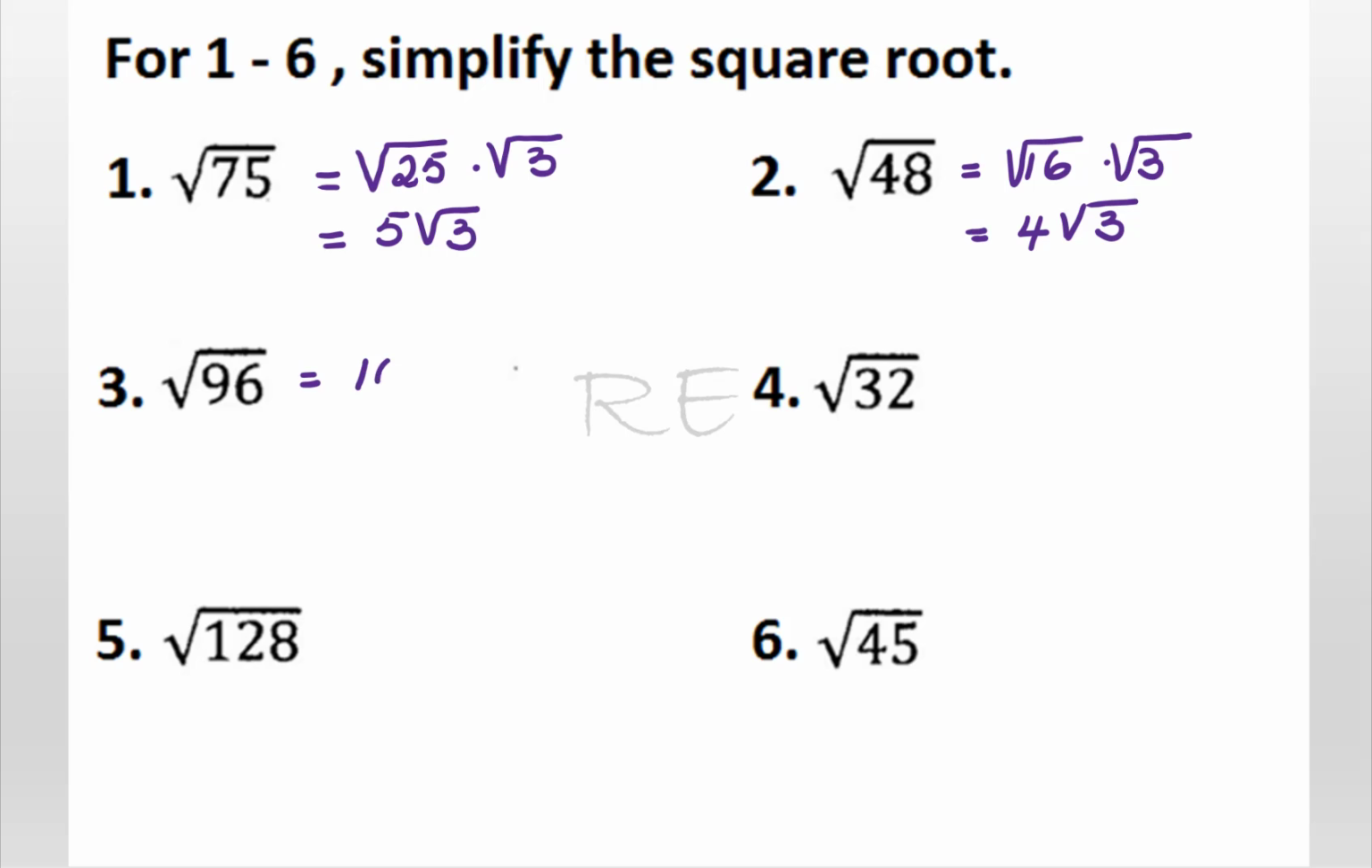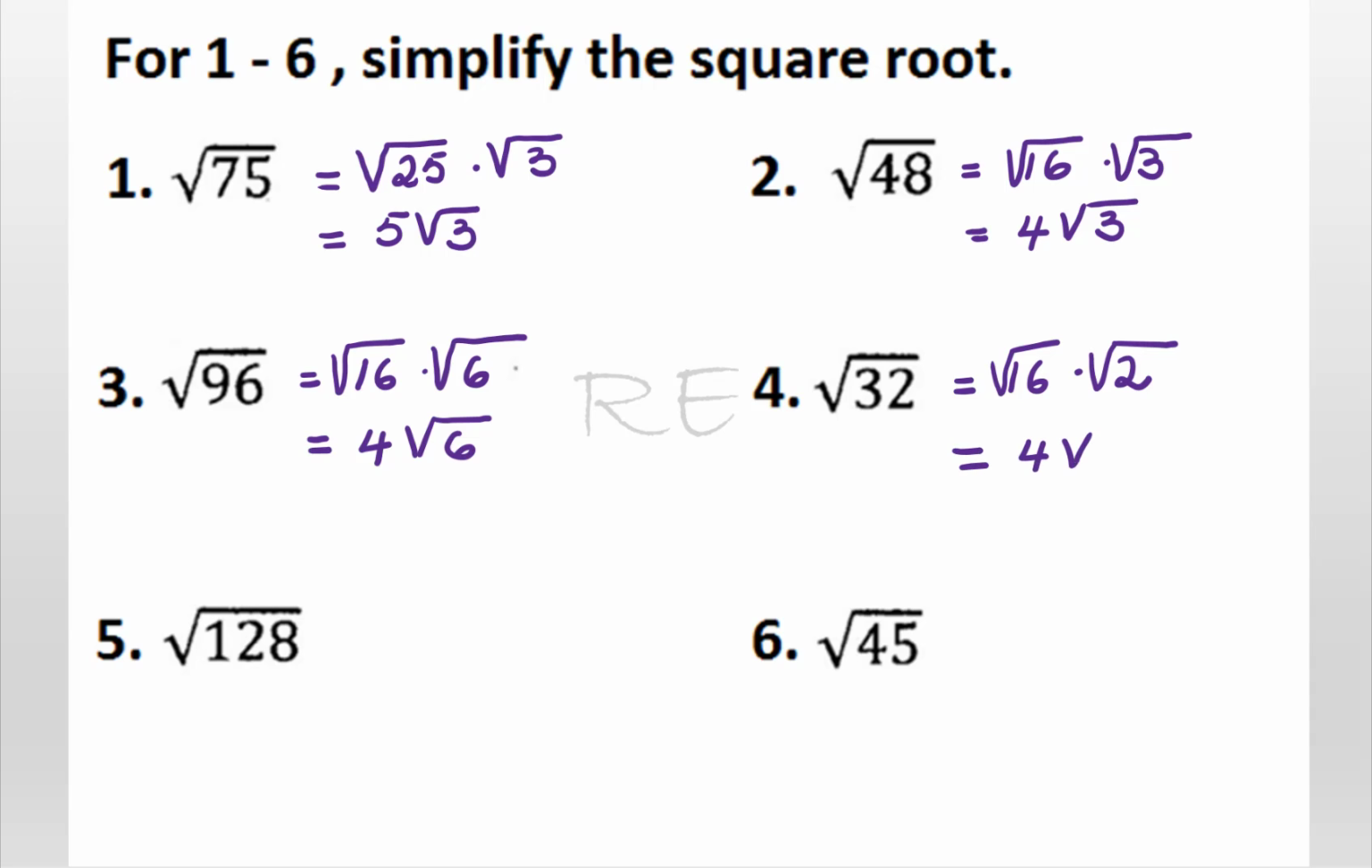96 is 16 times 6. The square root of 96 is the square root of 16 times the square root of 6. Therefore, it's 4 square root of 6. 32 is 16 times 2. The square root of 32 is the square root of 16 times the square root of 2, which is 4 square root of 2.